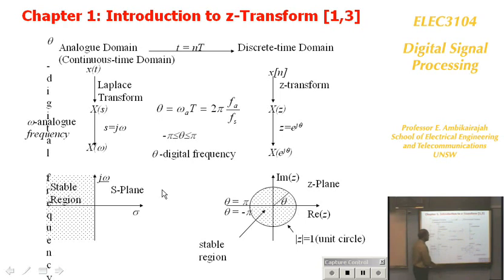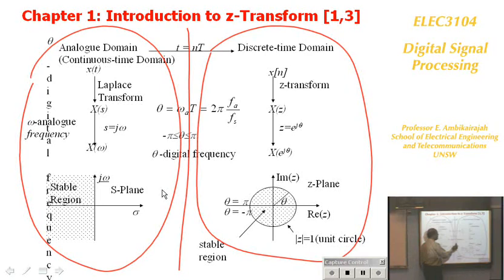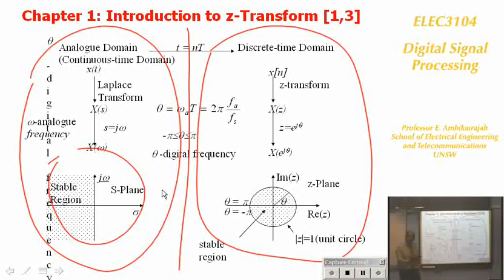This part is for the analog domain, and this part is for the discrete domain. Our digital signal processing falls into this part. However, then and there, we will be recalling the knowledge that we have gained in the S plane to translate into that plane. Now we'll come back to that. So our concentration in this chapter is in here.